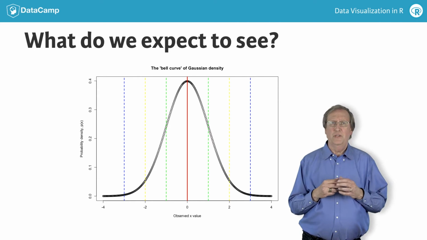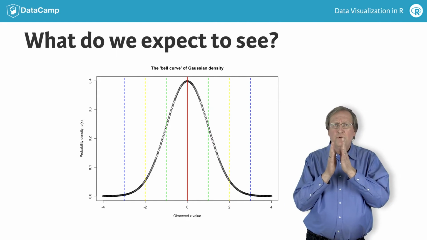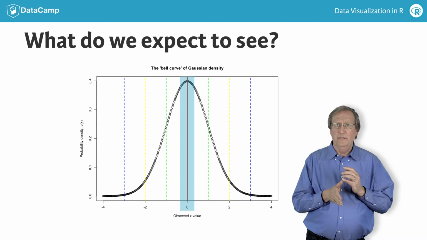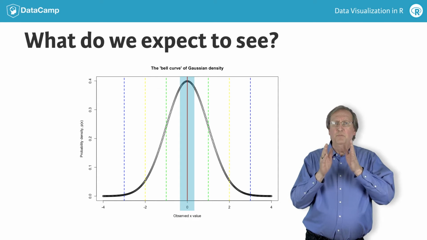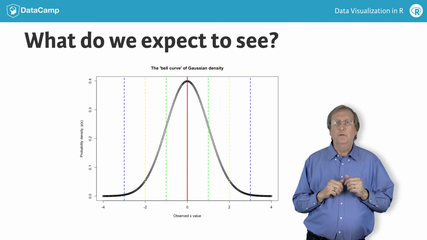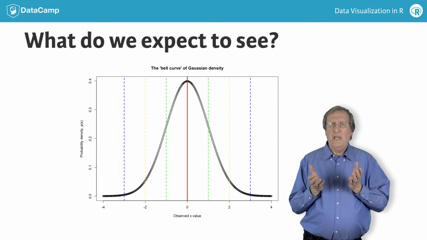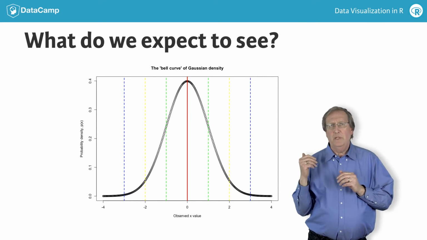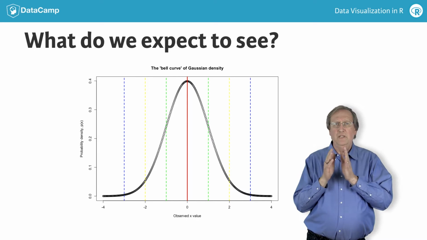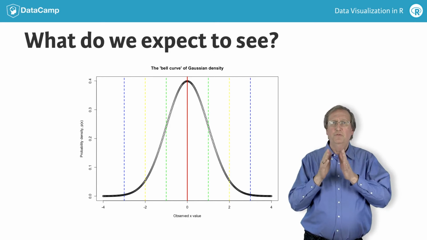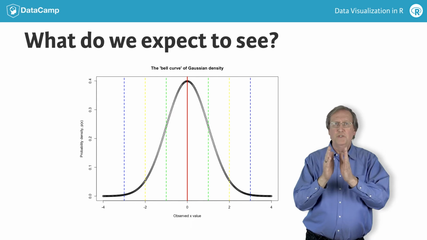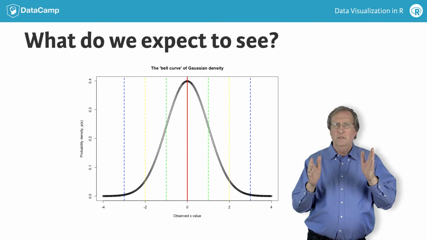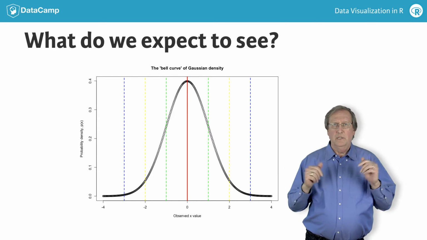Under this assumption, the observed data values are clustered around the mean value, here the value is 0, indicated with the solid red line, becoming less likely as we move further away from the central value. The standard measure of scatter or spread in Gaussian data is the standard deviation, and this plot shows how the likelihood of observing data values decreases as we move out from the mean. First, one standard deviation away, the green dashed lines, then 2, the yellow lines, and finally 3, the blue lines.